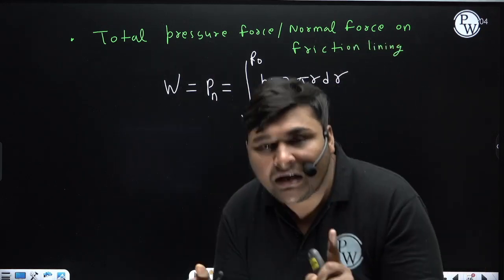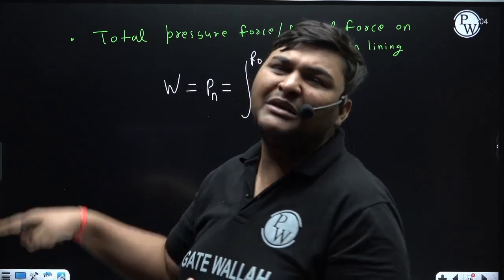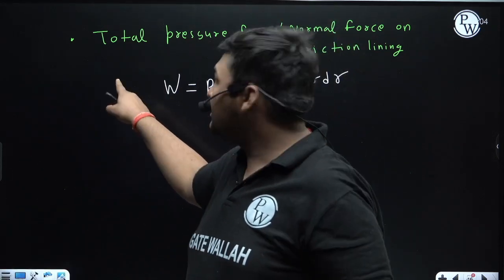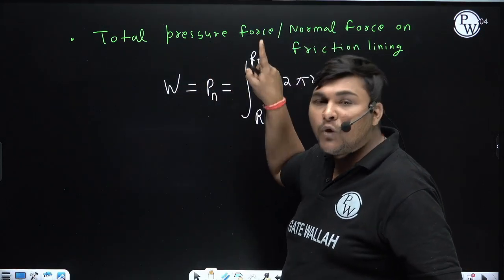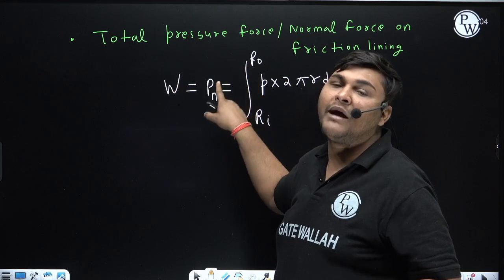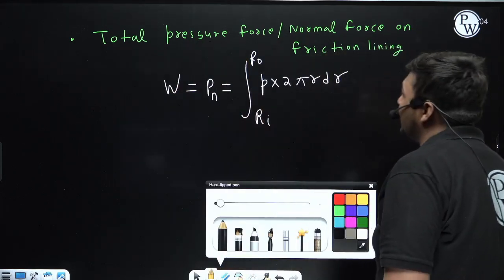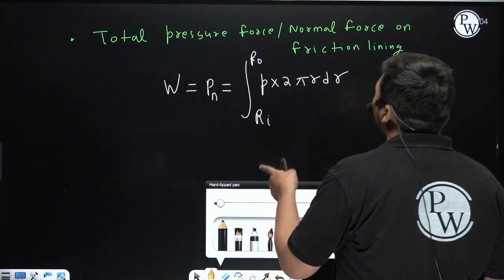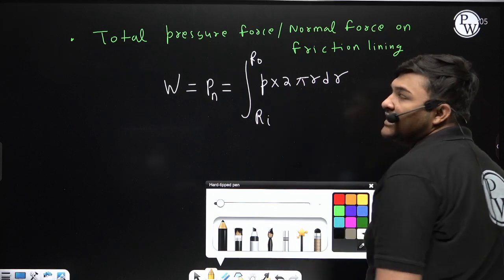But for plate clutch, magnitude of both are same. Means spring force or axial force is given, means ultimately total pressure force is given. These two are different things. It is spring force, it is total pressure force. But for plate clutch, magnitude of both terms are same. Means for plate clutch, whether examiner is asking about total pressure force or normal force on friction lining, that will be same as W, that is spring force.